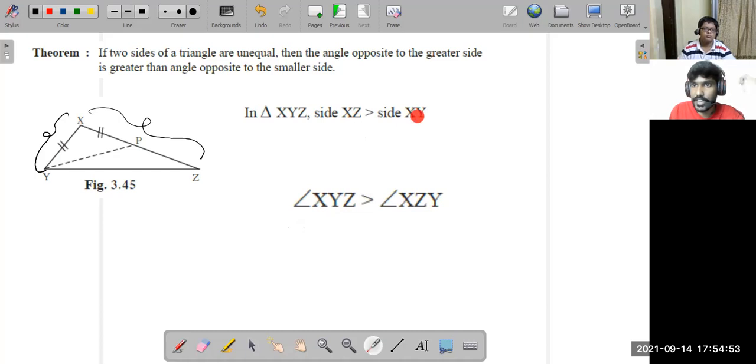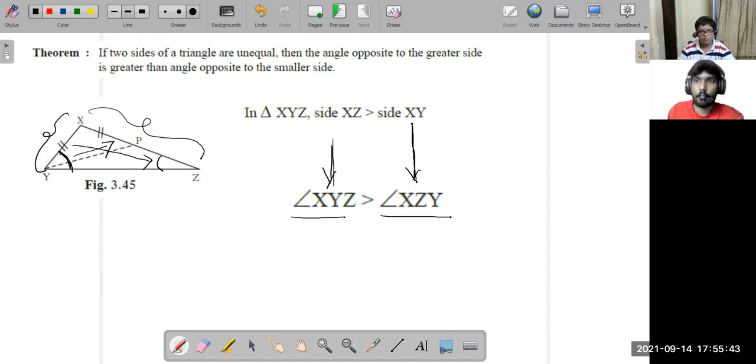XZ is greater than XY. Then what this theorem says is that the angle which is opposite to the greater side, so if you see, this is the angle opposite to the greater side, that is XYZ, will be greater than the angle opposite to the smaller side. So this is the smaller side, and the angle opposite to the smaller side is XZY. So opposite to XZ is angle XYZ, opposite to side XY is angle XZY. So this angle will be greater than this angle. Go through it, try to grasp it, understand it.